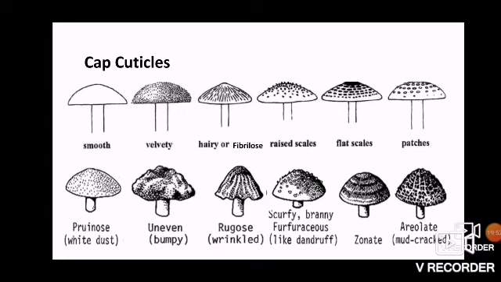So a cap cuticle is the outer surface of the cap. It's something that you can often peel away to see the flesh underneath. And there are different aspects of the cuticle that are important for determining what mushroom is what. So a smooth cap cuticle is exactly that. It's just your basic smooth mushroom. Think white button mushroom. It's just smooth, nothing really of note.